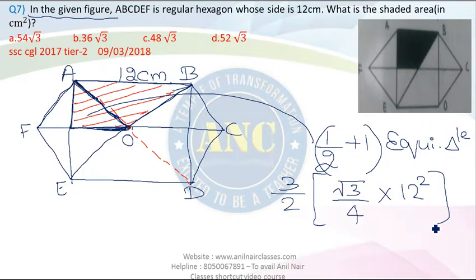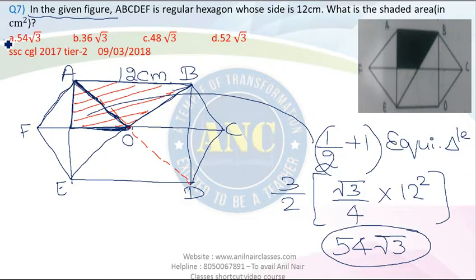So for 1 it is root 3 by 4 into 12 square. For 1.5 it is 1.5 into root 3 by 4 into 12 square. If I simplify, I will finally get this as 54 root 3. Answer for this question is option A.